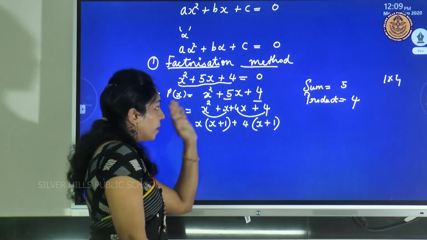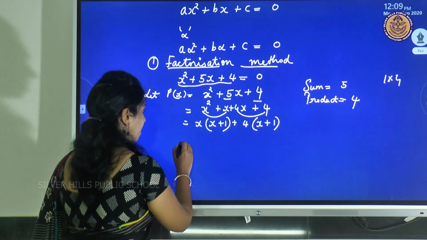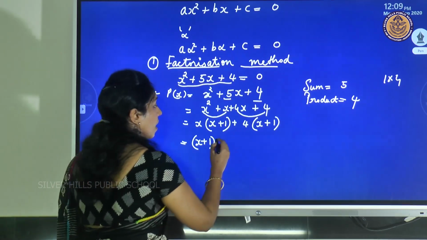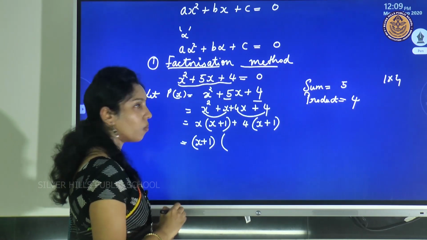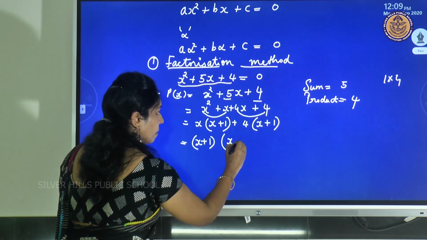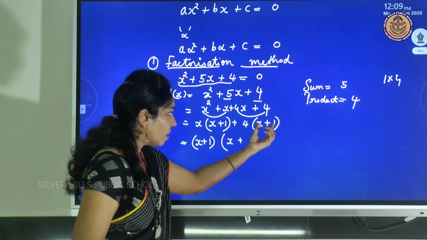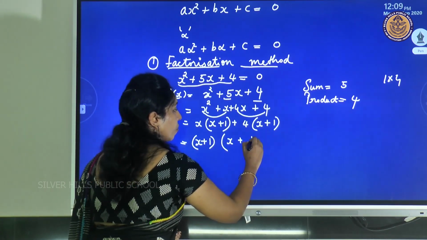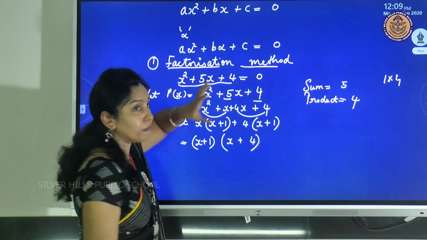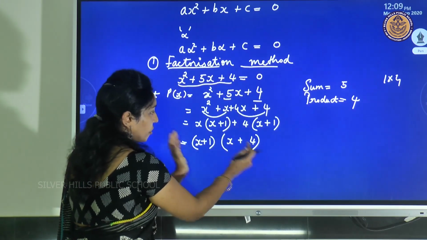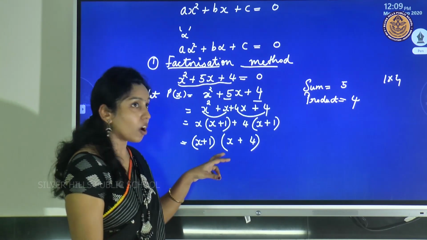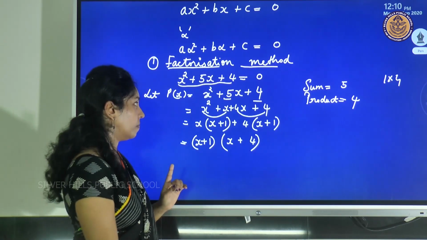Now what is common in both the terms? It is x plus 1. So we will just take it outside. X plus 1 taken out, and then inside the bracket what comes? Here x plus 1 is gone out, so x remains plus 4 remains. That means you have factorized, you have broken this quadratic into the product of linear factors. And this method is called splitting the middle term method.